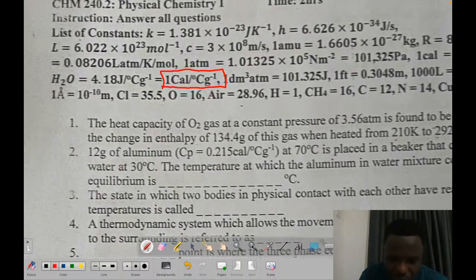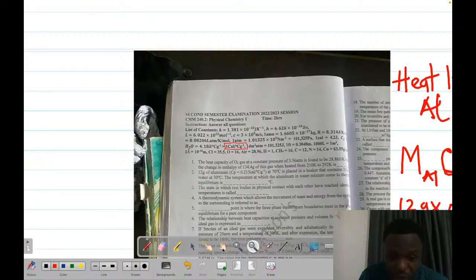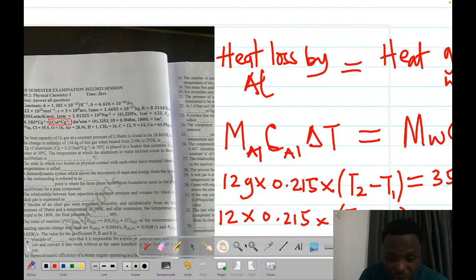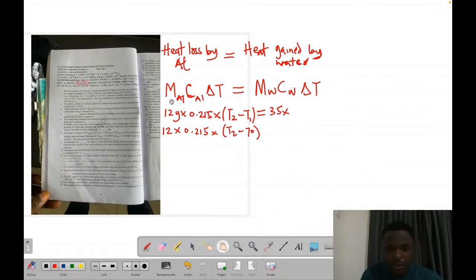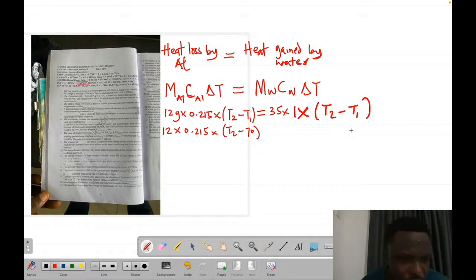Okay, so let's go back to that calculation. I believe some of us, with this formula, you already know how to solve this question. Some of us are just looking for guidance, which I'm very sure some of us already know how to solve this. So this becomes equals to times 1 times. Now, the temperature of water, this is also T2 minus T1. The initial temperature of water was 30 degrees Celsius. If you look at the equation very well, so this becomes 35 times T2 minus 30. Okay?